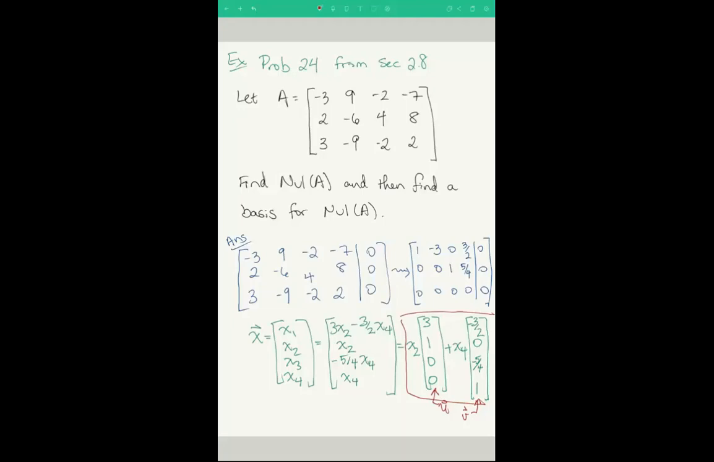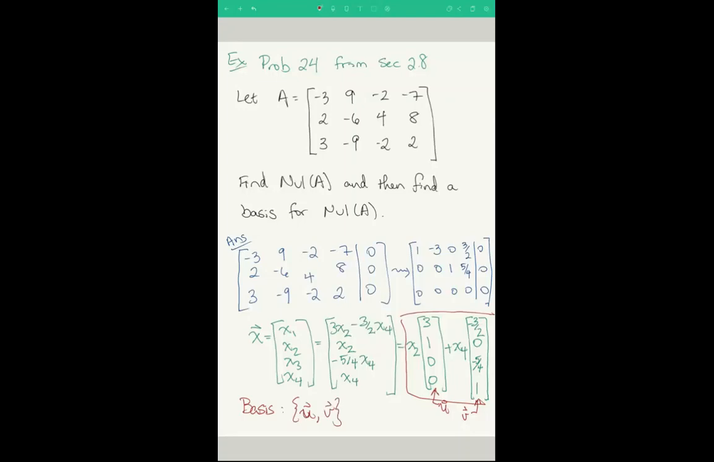And the answer for that is no, because if x is going to equal the 0 vector, then all 4 variables would need to be 0, and that would include x2 and x4. But those are the weights of our 2 vectors. So that means that u and v are also linearly independent. So the basis for our null set, or for our null space, is going to be this set of vectors u and v.